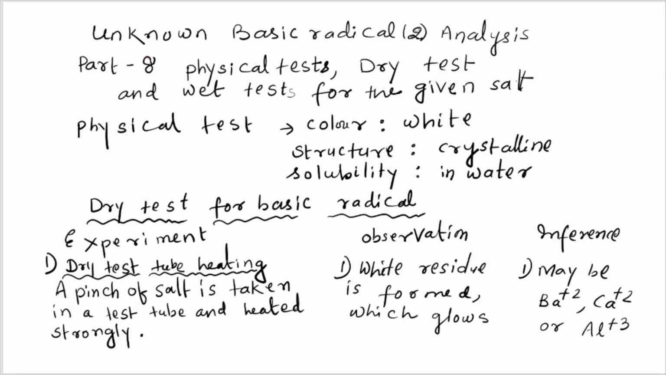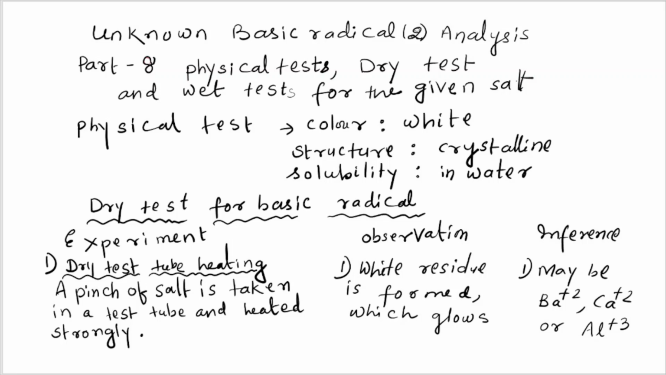Now I am going to explain unknown acid radical analysis. If the salt is given, then how we will proceed with the salt analysis that is unknown to you. Now it is part 8. In part 7 I already explained one unknown basic radical, and lastly it was proved that the basic radical is barium plus 2, Ba2+.